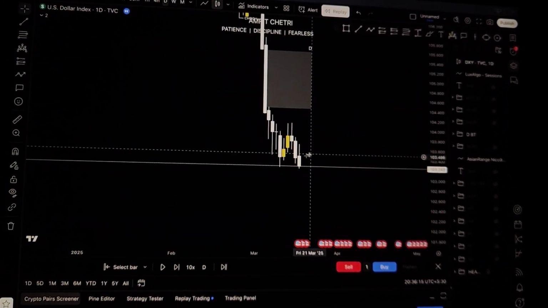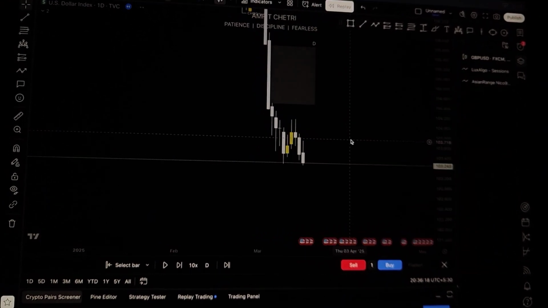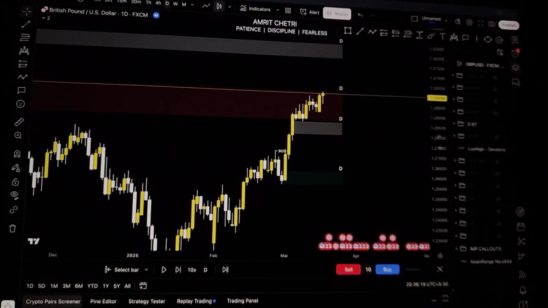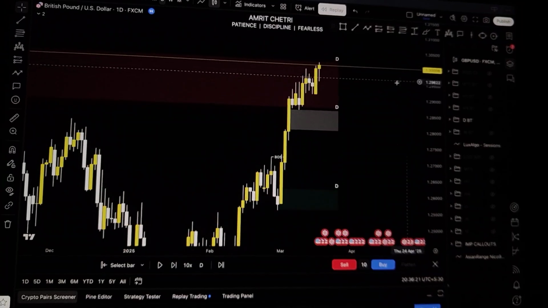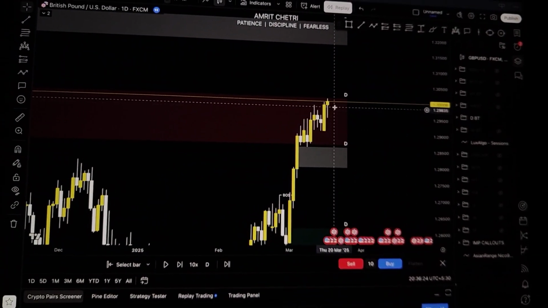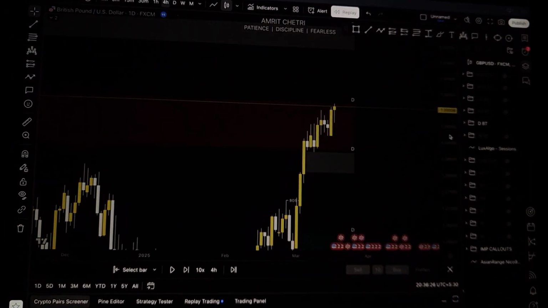And also on DXY, the Tuesday candle literally closes a bearish candle, which gave me more confluence to look for a buy on GBP USD on Wednesday. Also on Wednesday there was no news. There was federal funds rate later on the day.